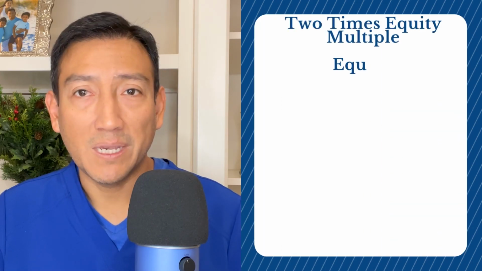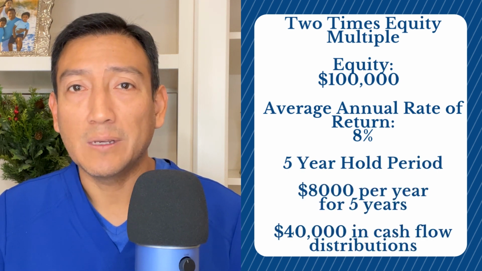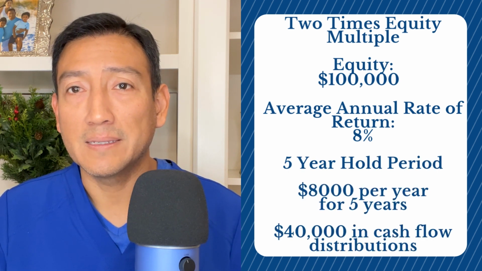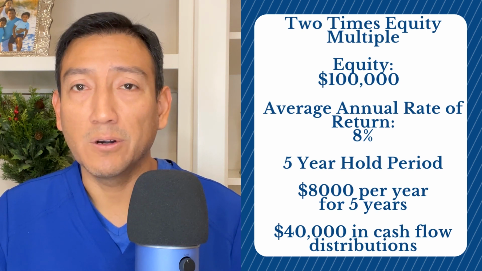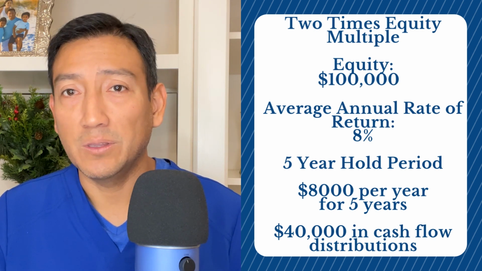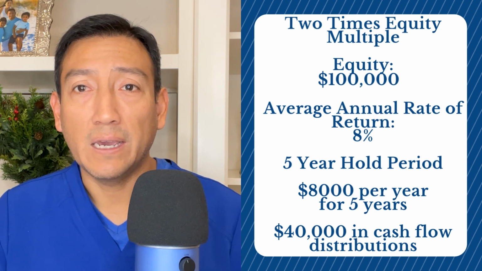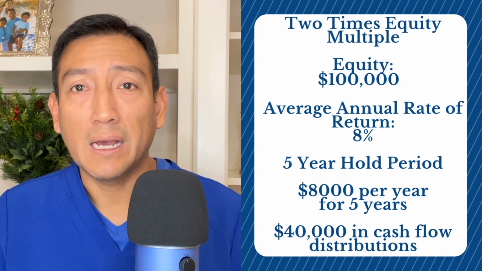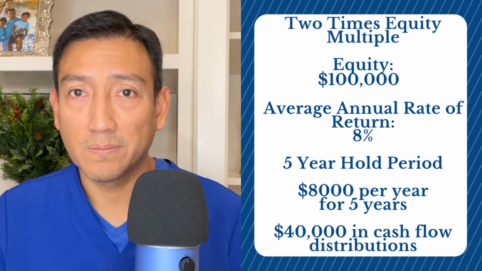Next, let's take a look at this example with a 2 times equity multiple. The investment capital, also referred to as equity, is $100,000, and this deal has a projected annual rate of return of 8% with a 5-year hold period. This means the investor may receive about $8,000 per year for 5 years. In other words, over a 5-year period, the investor will have received a total of $40,000 in cash flow distributions.